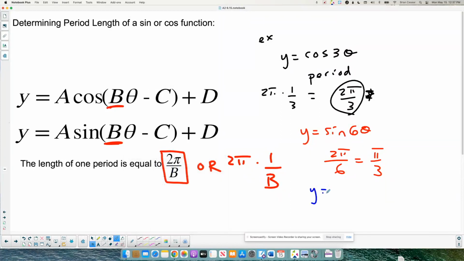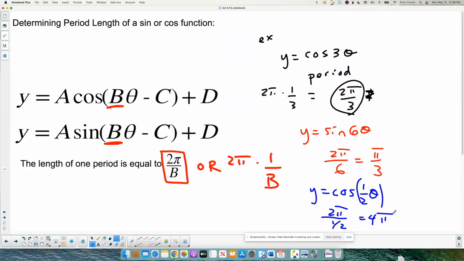If you have y equals cosine of 1/2 theta, it's going to be 2 pi divided by 1/2, which ends up giving you 4 pi. So that one actually gets horizontally stretched because your period length gets longer. Okay.